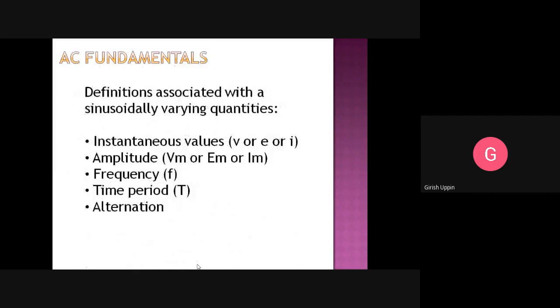Okay, now whenever we have a sinusoidally varying quantity, there are important definitions associated with that particular waveform. First one is the instantaneous value. What is the instantaneous value? We know that alternating quantities are continuously changing their values. Therefore, instantaneous value means a value of an alternating quantity at a particular point of time. If I take a sine waveform, at a particular time, what is the voltage or what is the current? That is called an instantaneous value.